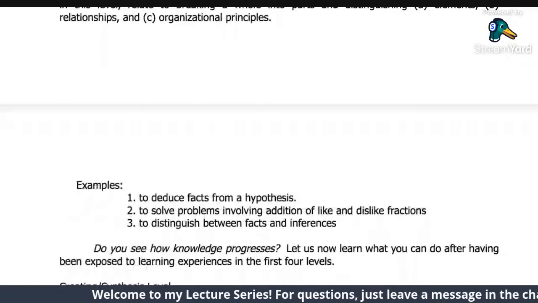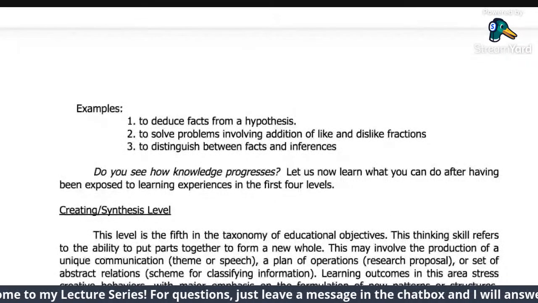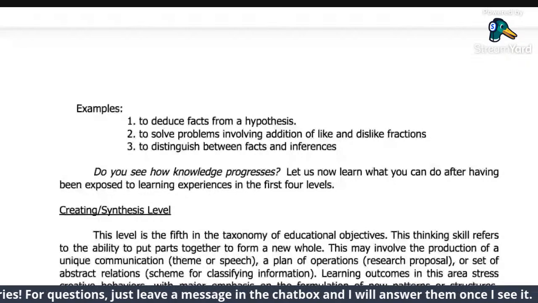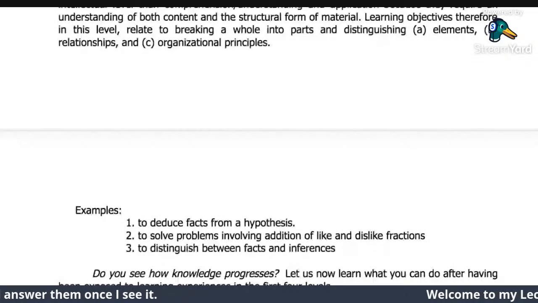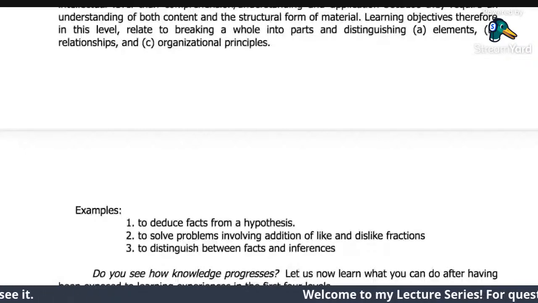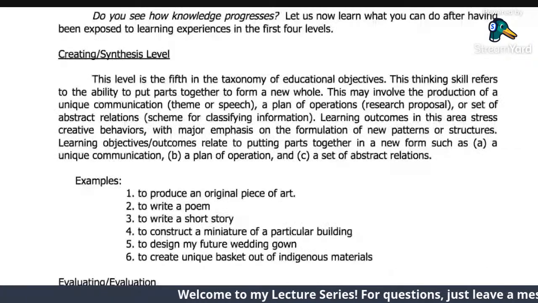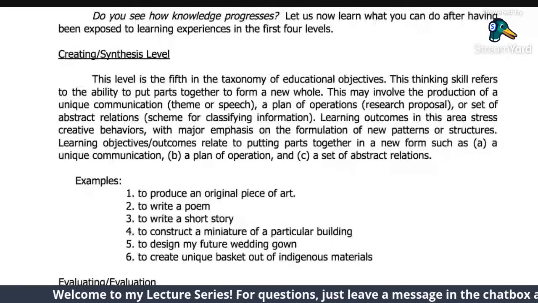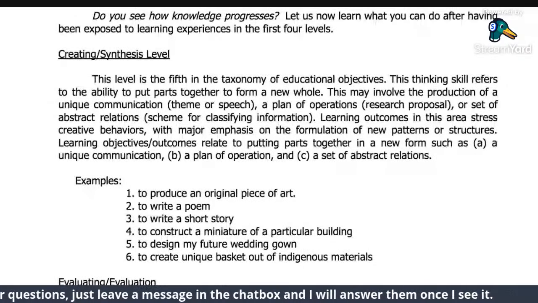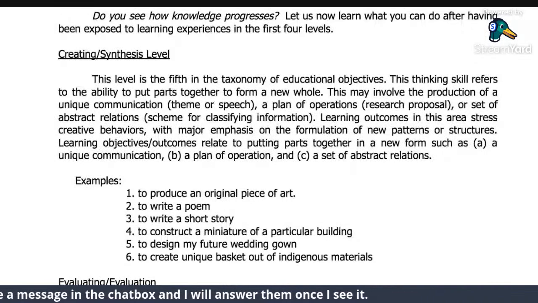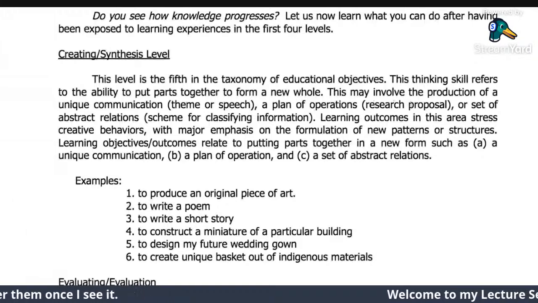So that's how knowledge progresses. From the first level earlier up to analyzing, and now we proceed to the creating or synthesis level. This level is the fifth in the taxonomy of educational objectives. This thinking skill refers to the ability to put parts together to form a new whole. This may involve the production of a unique communication, theme or speech, a plan of operation like a research proposal, or a set of abstract relations or scheme of classifying information.